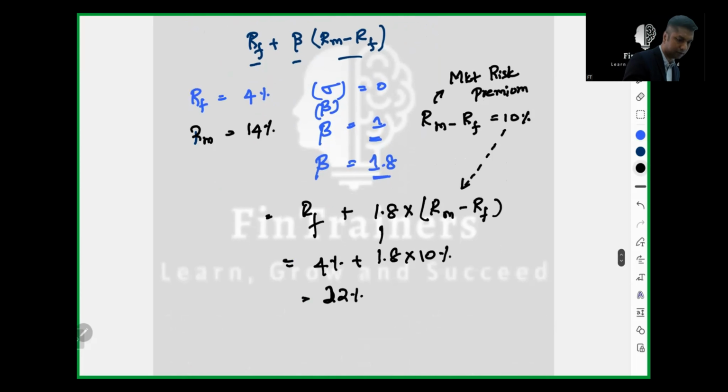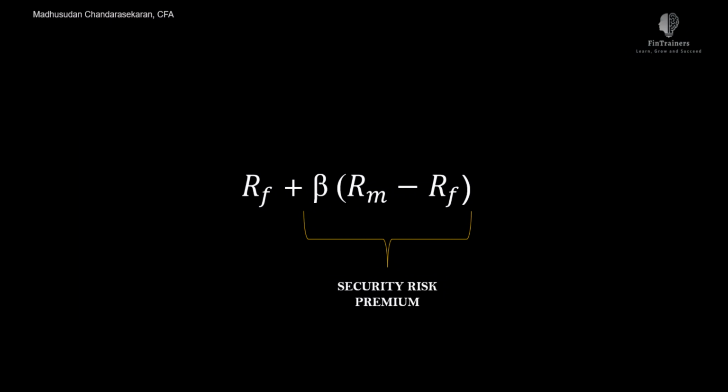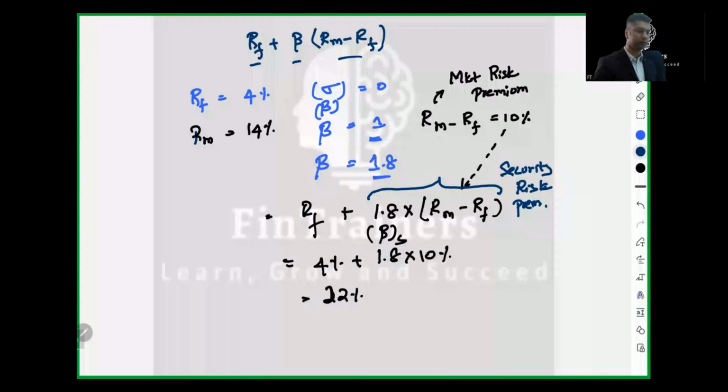So this is the beta of the security, and this RM minus RF is your market risk premium. Together, the beta of the security multiplied by this is called the security risk premium. The more risk you take, the higher the return. Obviously, it cuts on the downside as well: in case the market goes down, you will also lose more. But if you are willing to take on that market risk, you will also gain on the upside. So for this security, the expected return is 22%. This is a way to calculate the required rate of return.